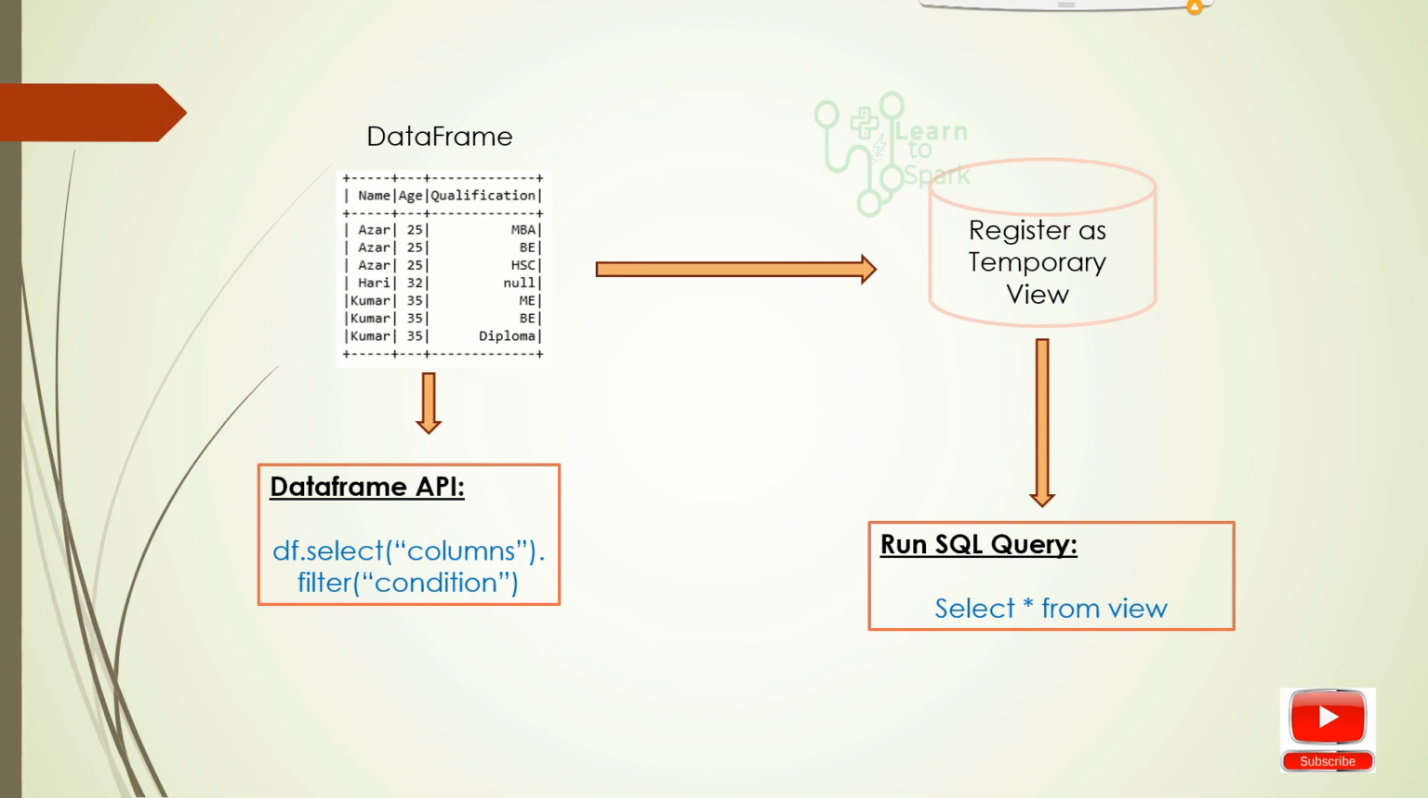So this is what a temporary view or a global temporary view is. Let us quickly move on to our demo. For this demo, we are going to use Spark Scala, the Spark Shell. Let us quickly move on to the demo.